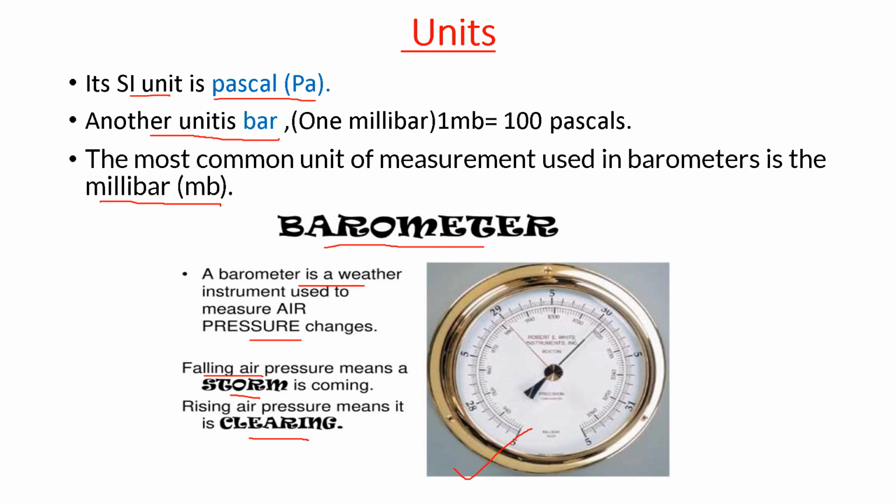Okay, now usually these barometers use a unit that is millibar, which is denoted by small mb, and the relation between 1 millibar and Pascal is this, that 1 millibar is equal to 100 Pascal. So this was about the unit of atmospheric pressure and the device which measures the atmospheric pressure.